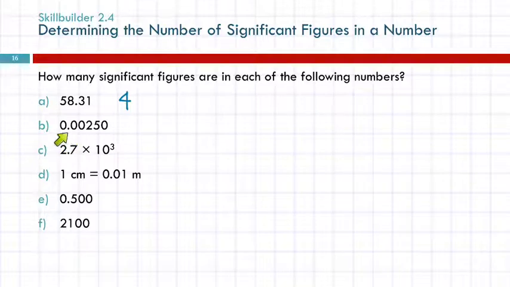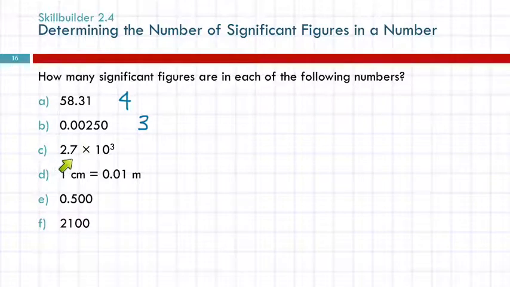So then we'll jump into one that's a little trickier. 0.00250. 3. So let's explain that. The zeros at the beginning don't count as significant figures. They are just there to locate the decimal point. The trailing zero, we have to ask ourselves, is there a written decimal point? Yes, there is. There's a decimal point up here. It doesn't matter where the decimal point is in the number. If there's an actual written decimal point, you count the trailing zeros. So that zero counts. We've got two non-zero digits and this zero at the end, so three significant figures.